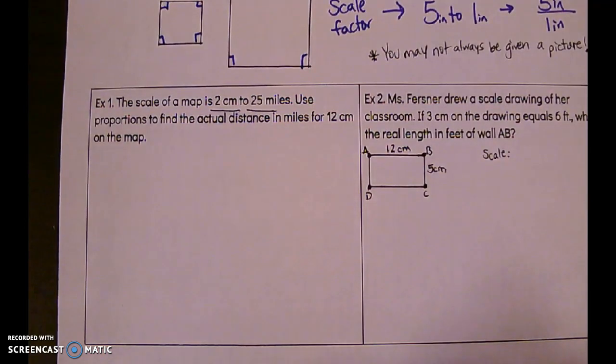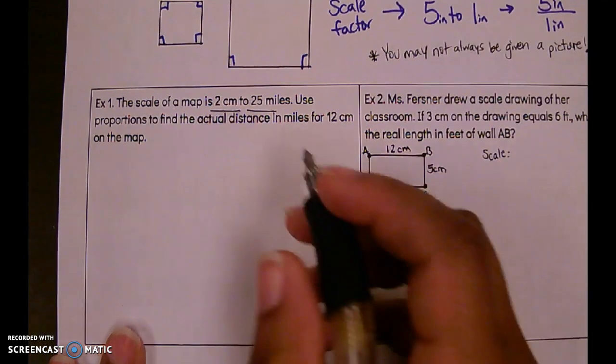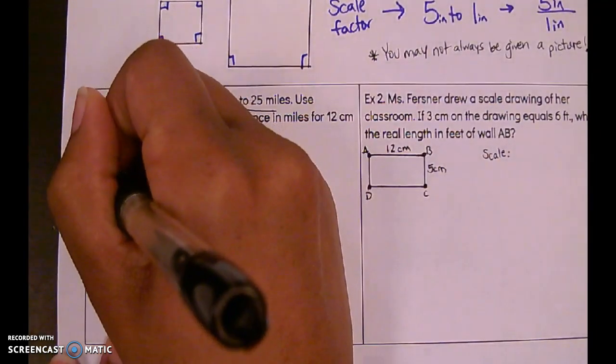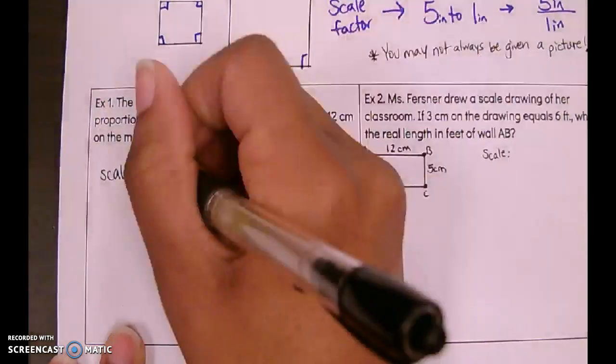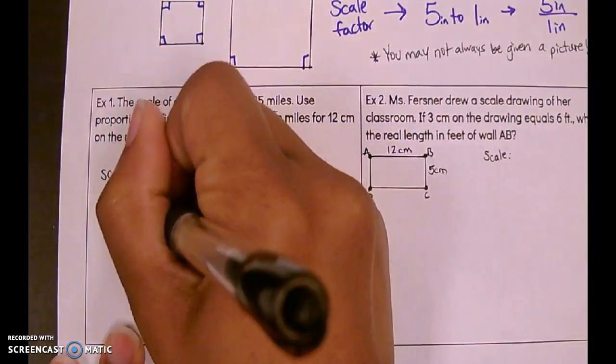Well, if we know anything about proportions, we know that a proportion is when we have two rates or two fractions that are essentially equivalent. So I'm going to set up my first ratio by setting up the scale. The scale is 2 centimeters over 25 miles.